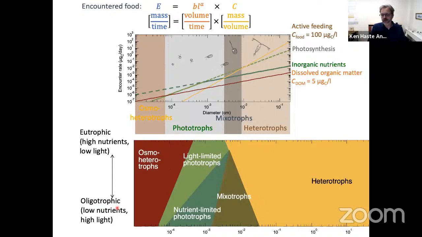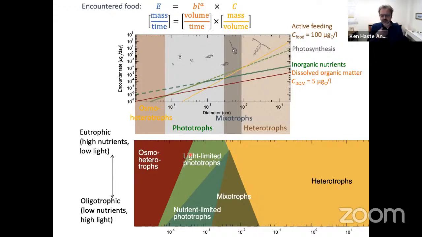Here's your typical gradient in the ocean, from the oligotrophic open deserts with low nutrients and high light up to the eutrophic high nutrient, low light conditions. And we see how that changes the structure. In the oligotrophic, you have more mixotrophs, you have smaller phototrophic cells. In the eutrophic, you have larger phototrophic cells, exactly as we know when we're looking out in the oceans. So we see that these simple principles about encounter that's limited by physics essentially determine the macroecological patterns of diversity in the ocean.